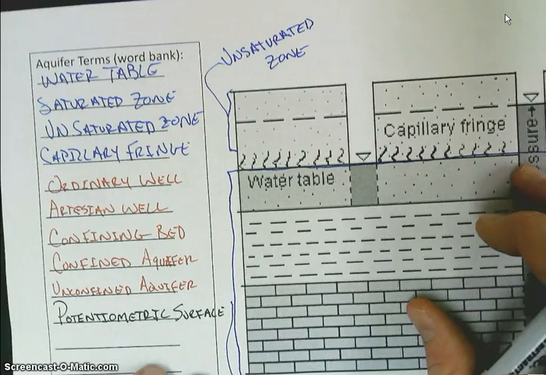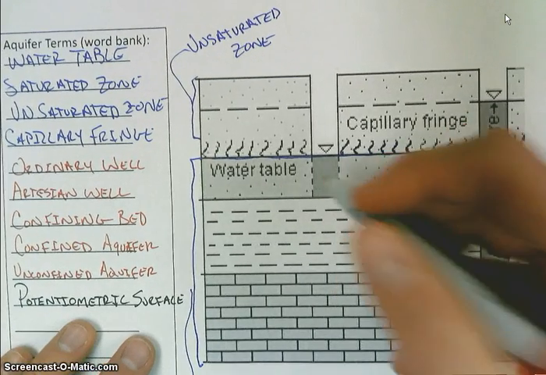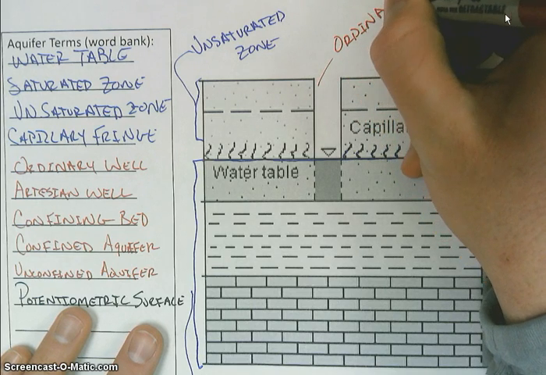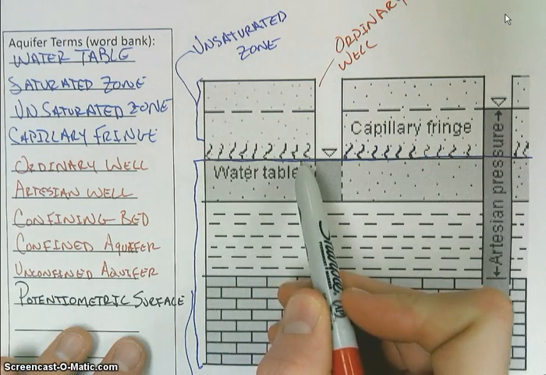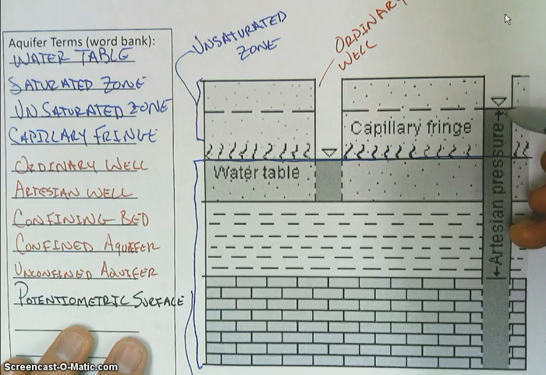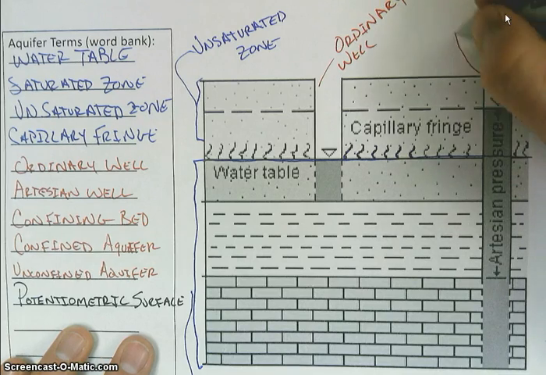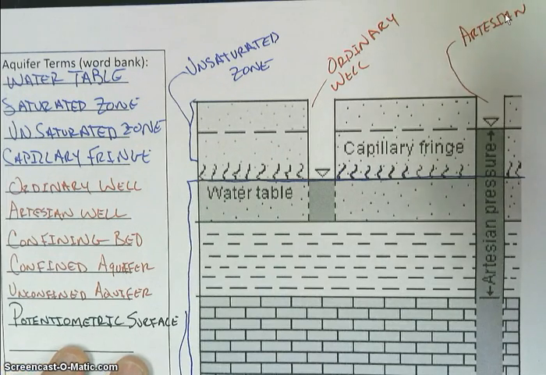So what we have here are the terms that we've gone over. An ordinary well is exactly that, a well that's at atmospheric pressure. So this here is an ordinary well, because it's at the water table. Whereas this well here is pushed above the water table. That means that this is an artesian well. This is why Fiji charges so much for their water. They've claimed their water is better because it comes from an artesian well.